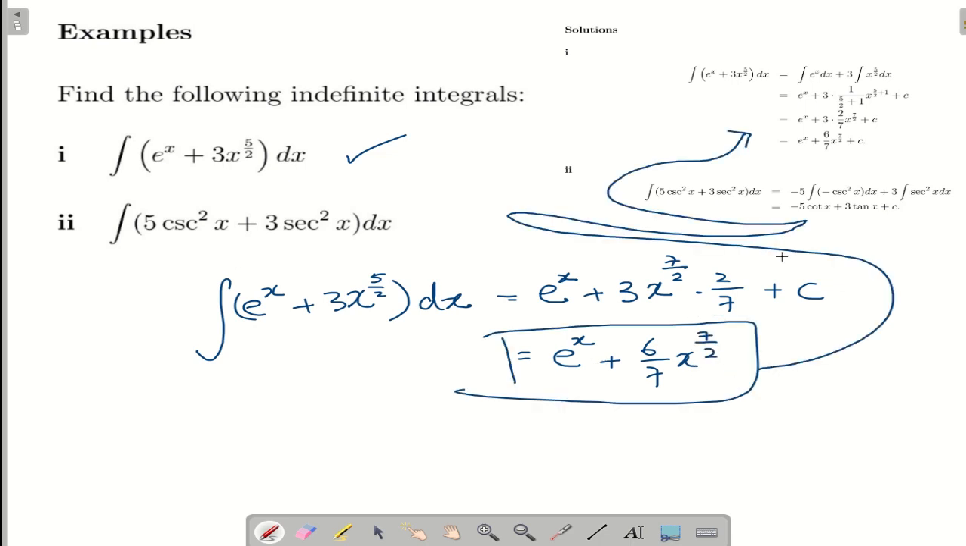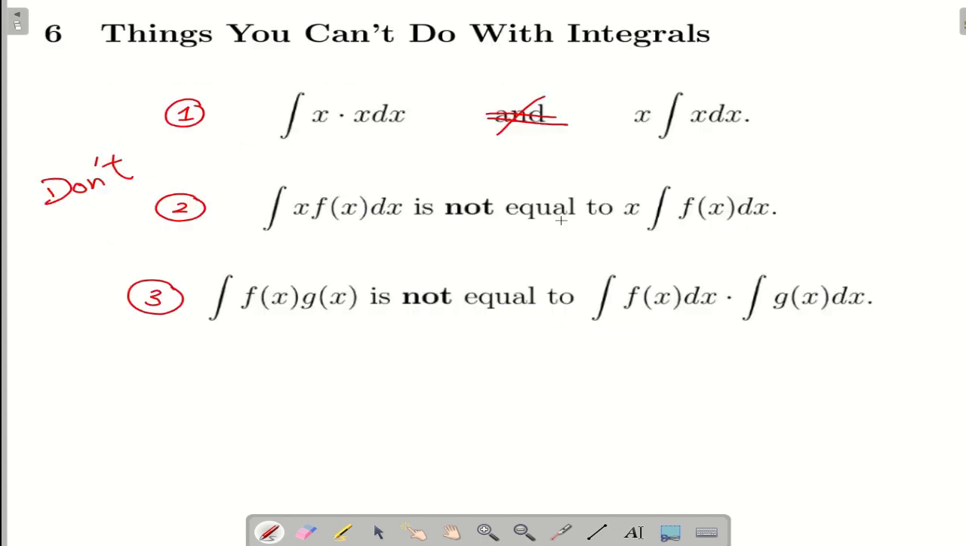And this should be the answer for the first question. So for the second question, you try to do it yourself and check your answer here. In this topic, I will tell you some things you can't do with the integrals.